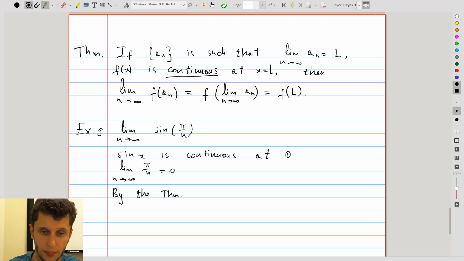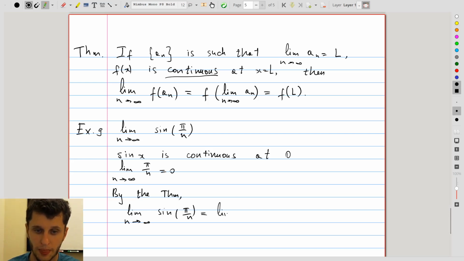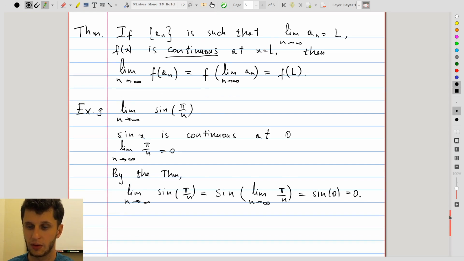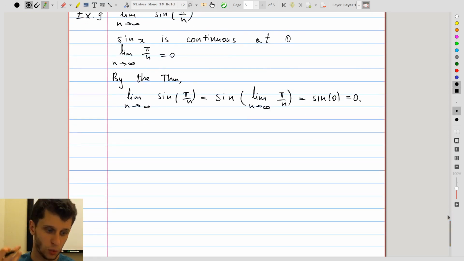we conclude that the limit when n goes to infinity of sine of pi over n, and it is important here that the function is continuous, so if it is the case, then this limit is equal to the sine evaluated at the limit when n goes to infinity of pi over n, and so that would be sine of 0, which is also 0. So it is important that the function that is being composed is continuous, and if that is the case, you can interchange the limit with the function. So the moral of this is limits can be interchanged with continuous functions.